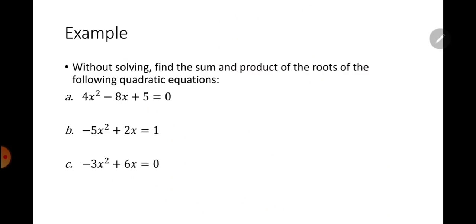Okay, so now let's look at a few examples. Without solving, find the sum and product of the roots of the following quadratic equation. You compare this to the general quadratic equation ax squared plus bx plus c equals 0. So your a will be 4, b equals negative 8, and your c is 5. Your sum of roots will be negative b over a, which is 8 over 4.